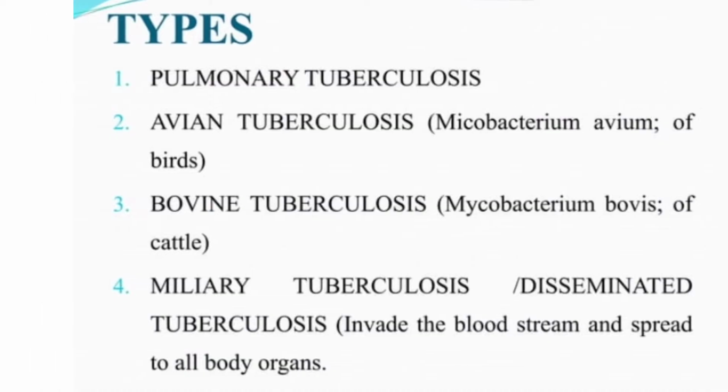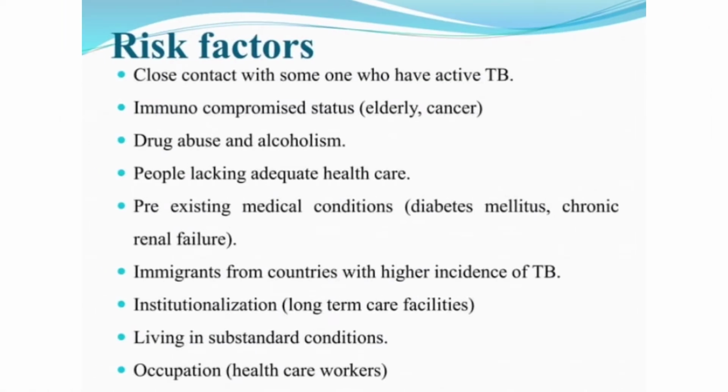Next comes the risk factors of TB. First is close contact with someone who has active TB. Second is immunocompromised status. Next, drug abuse and alcoholism. People lacking adequate health care, meaning people who do not maintain their hygiene, will be infected with TB.